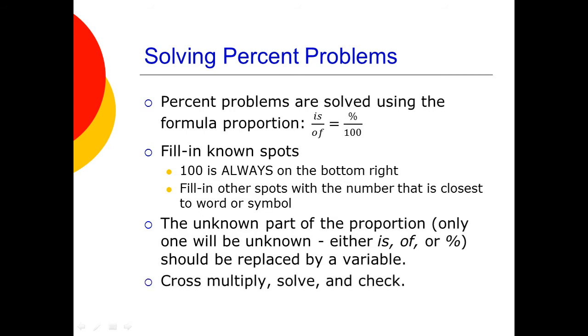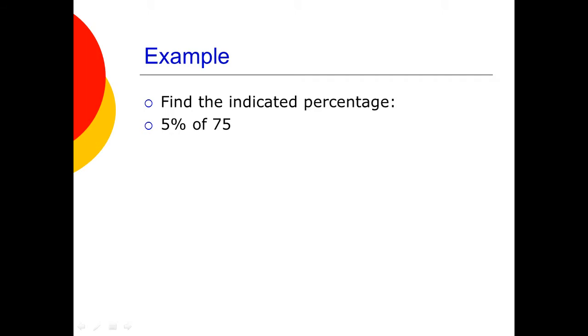Once you figure out where to put the variable, you need to cross multiply, solve, and check. Let's take a look at an example. We want to find the indicated percentage, 5% of 75.